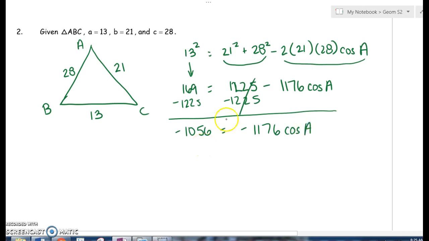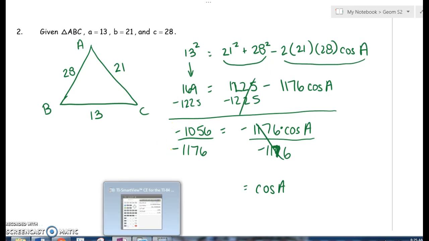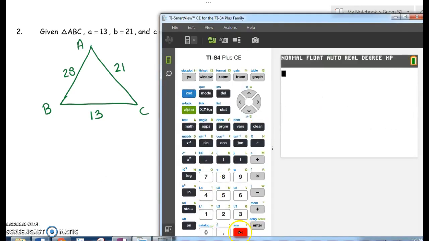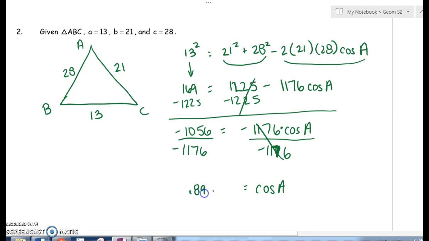All right, and then I need to get rid of this negative 1176 number. Since it's being multiplied, I'm going to undo it by dividing by negative 1176. These cancel. I'm left with cosine of A equals whatever this is. So we're going to divide that out. Negative 1056 divided by negative 1176, and you get this crazy 0.897, etc. number. Now we're not going to round it or anything like that.